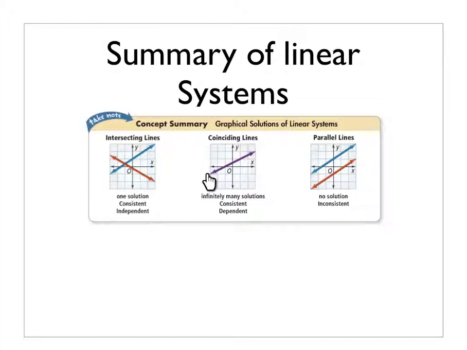You will not see this with nonlinear systems. You will, however, sometimes see the third possibility, which is no solution. And that with lines is where they're parallel. With conic sections, that's going to be where they just do not intersect.